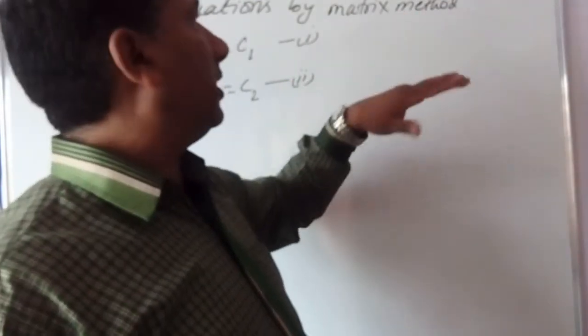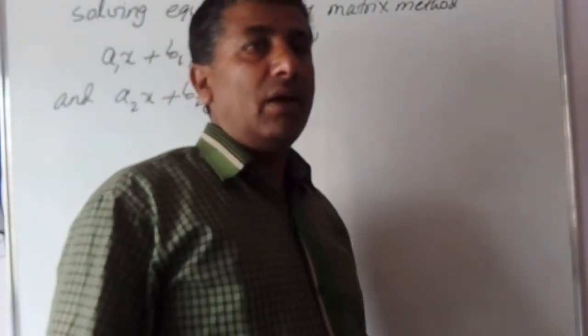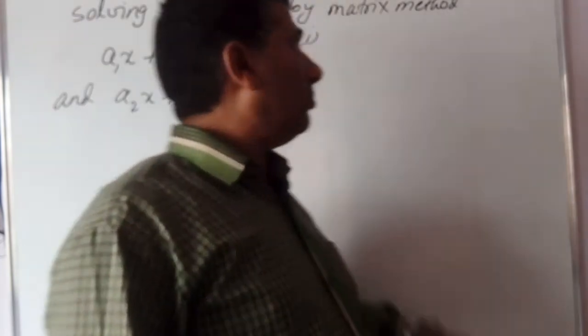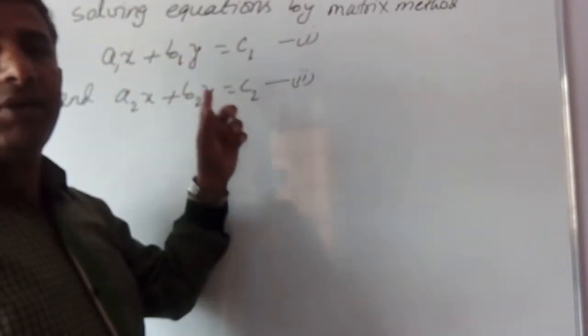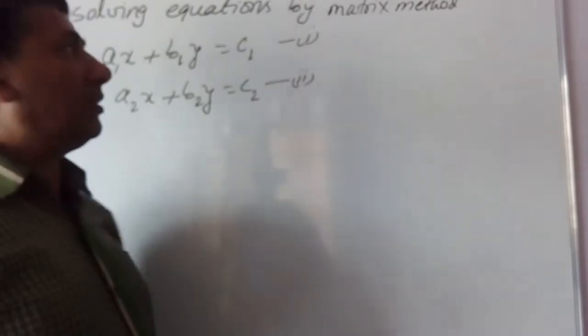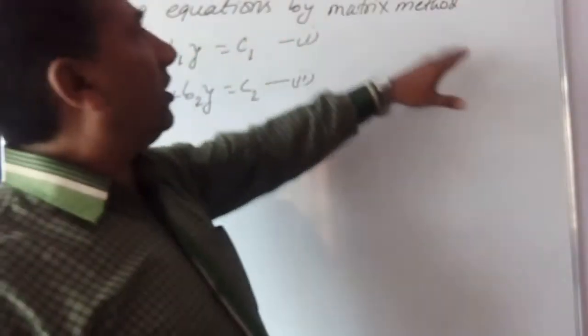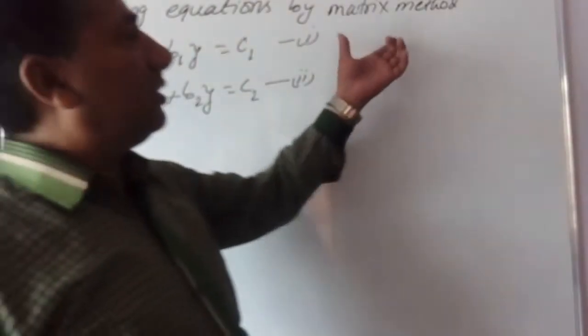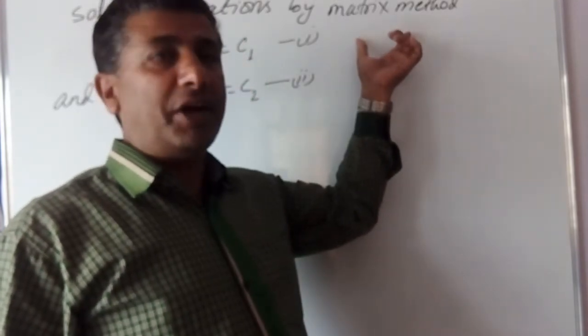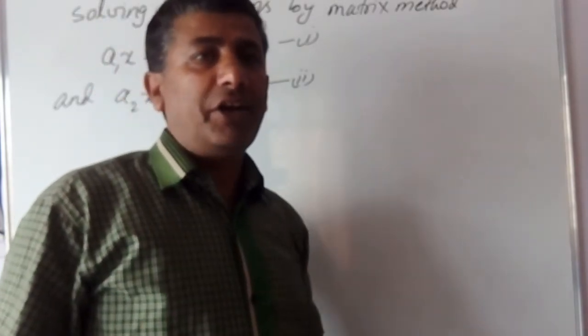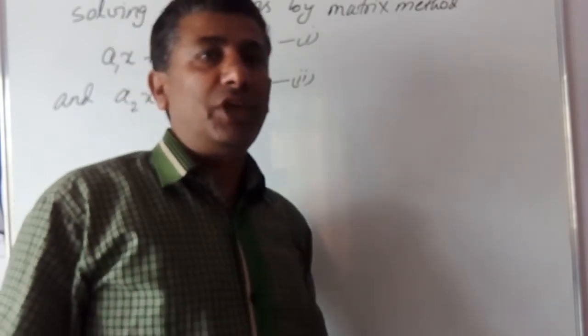Now I'll explain one more method, Cramer's rule, later. Today only this matrix method, how to solve this type of linear equation by matrix method. In this matrix method we use the inverse of a matrix and the determinant of a matrix. By using the inverse matrix and determinant, with the help of these two, we can solve these two equations. Now I'll explain.